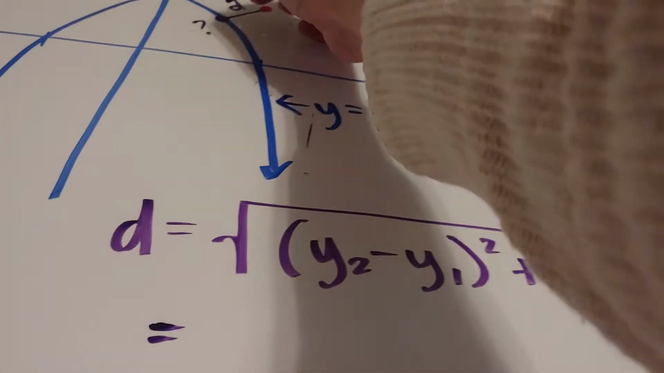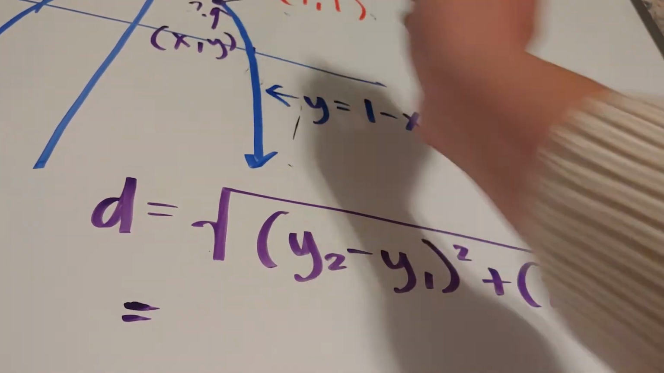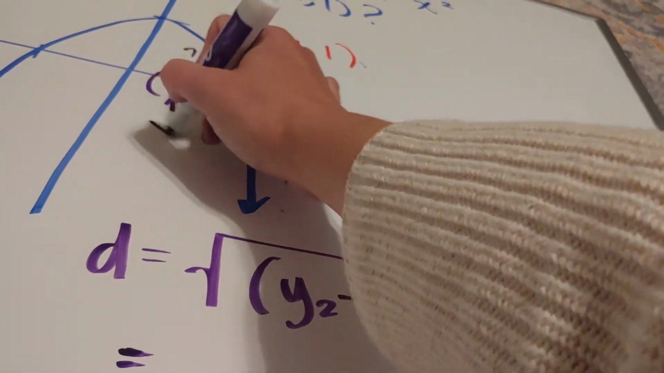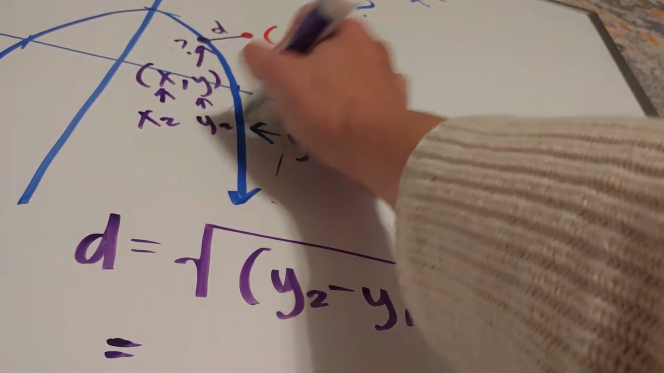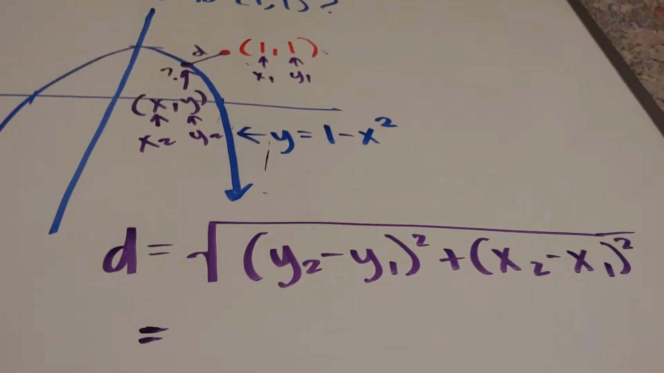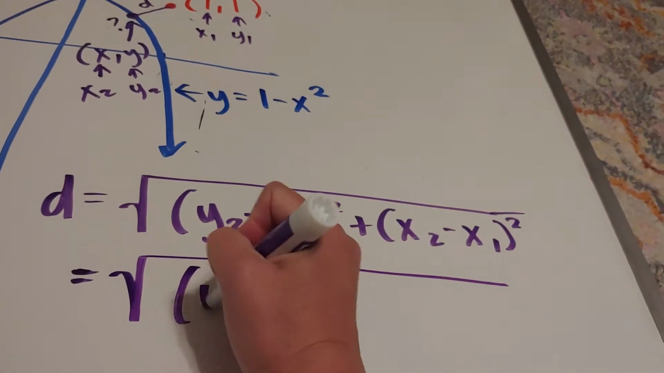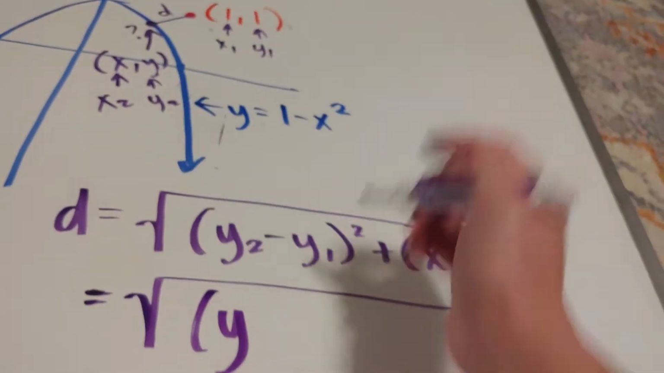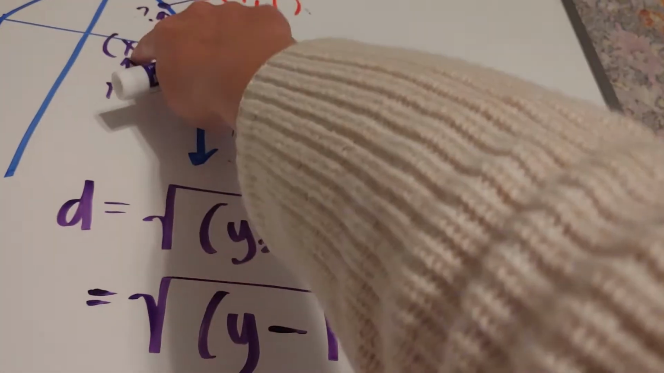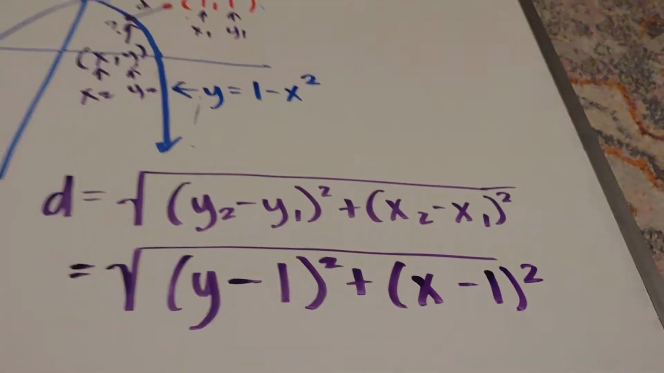We'll call this point right here that we're looking for (x, y). So this will be my x2, y2, and this will be my x1, y1. But you could honestly flip it. So what I'm going to have is the difference in the y's, so the y here, minus 1, squared, plus x minus 1, squared.